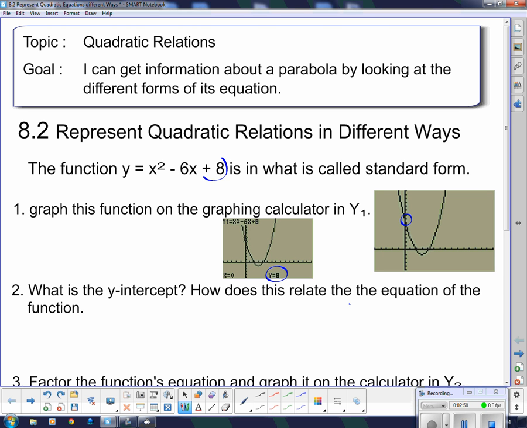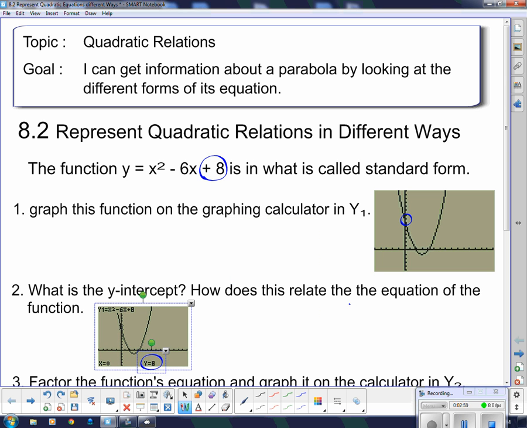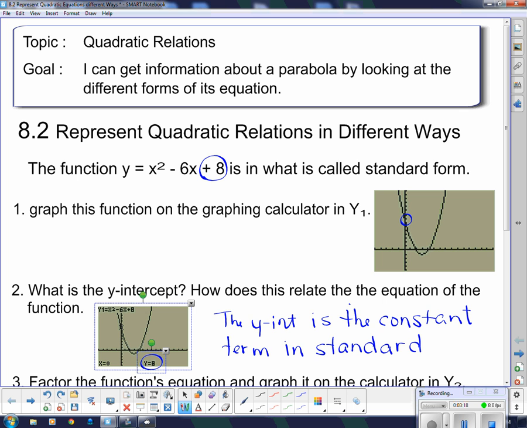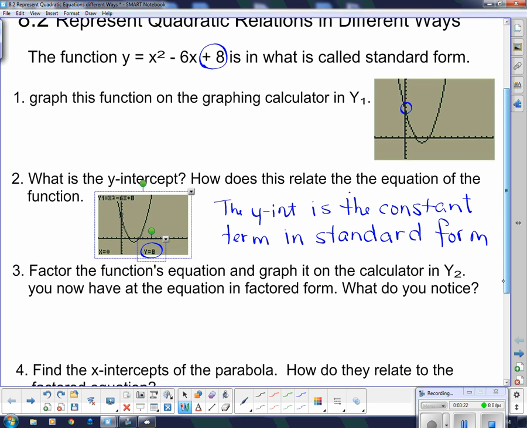And how does that relate to this? Well, let me tell you. There's the 8. So, what is the y-intercept and how does that relate? The y-intercept is the constant term in standard form. So we could have just looked at that and got what it was.